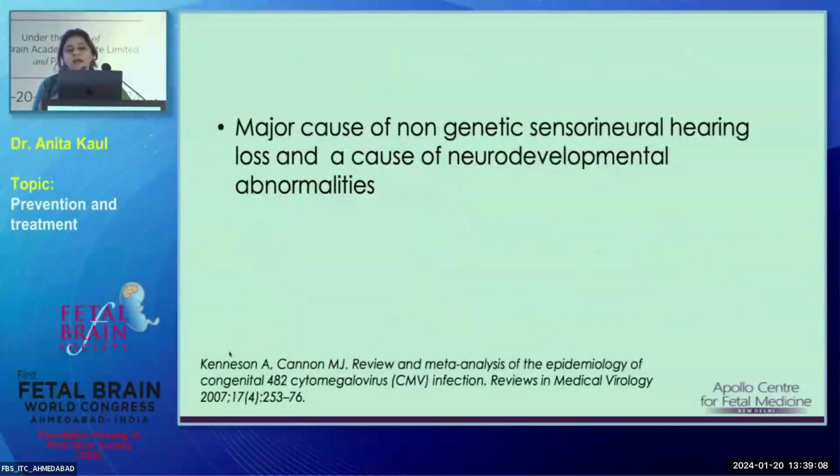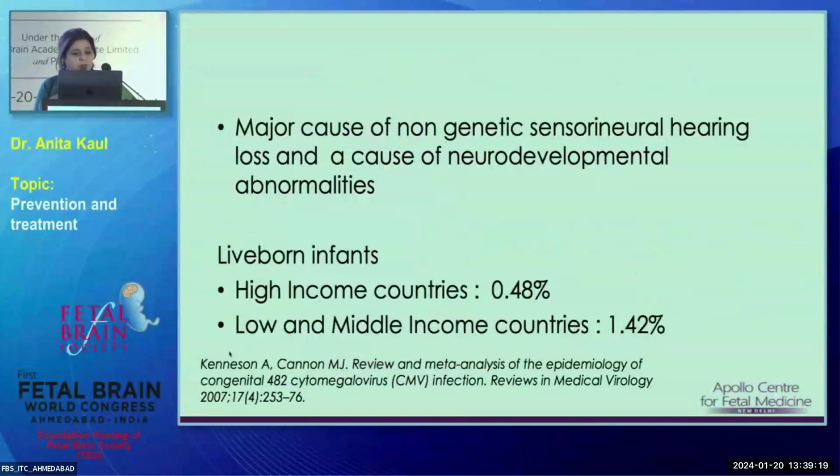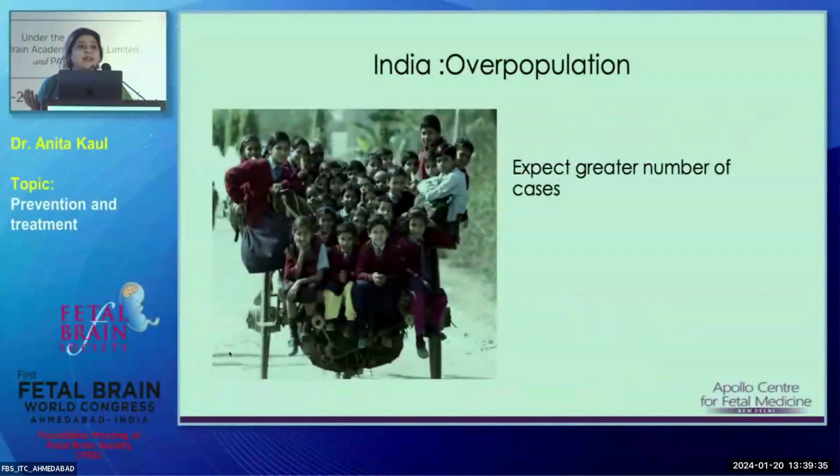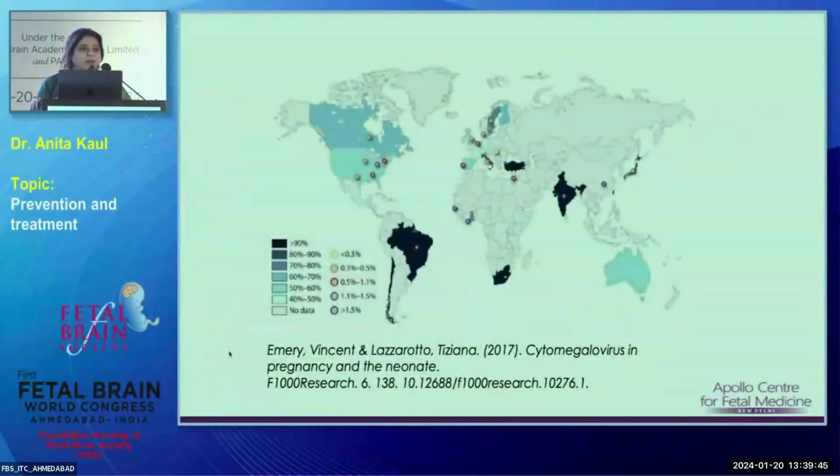So what are the management updates? Without doubt, CMV is the most common cause for non-genetic sensorineural hearing loss. We've always thought that it is something which happens in Western countries. CMV is meant to be in the high income, old countries, and the prevalence is not so much. But the reality is that our population is so large that even if it is only 0.5%, 1%, it's still a huge number of cases.